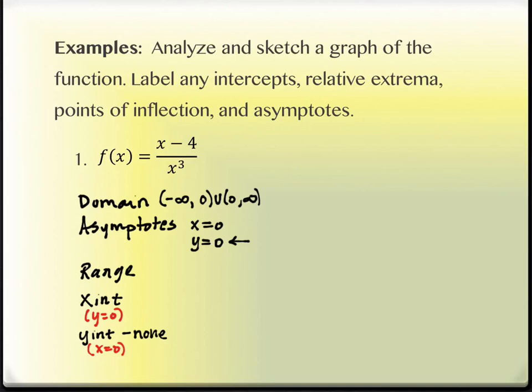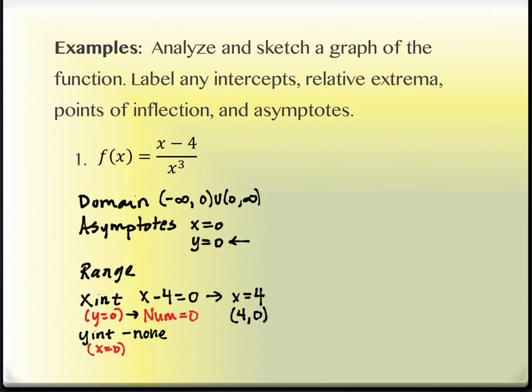And in a rational function, that will only happen, for the whole function to equal 0, if the top is equal to 0. So this infers that we're going to let the numerator equal 0. So if my numerator here, which is x minus 4, equals 0, what x value does that happen at? 4. So I actually have an x-intercept at (4, 0).